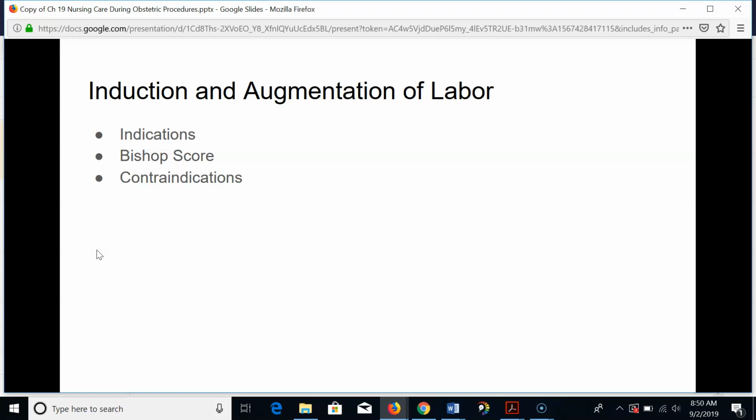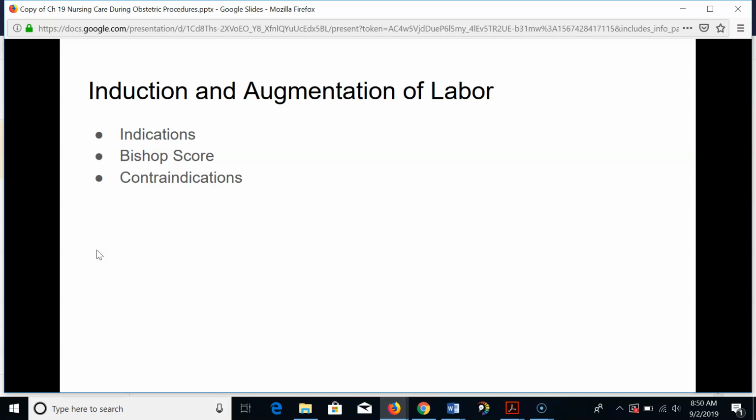The chart they use to determine is Table 19.1. The likelihood of a vaginal birth is high if the Bishop score is above 8. They're looking at dilatation, effacement, fetal station, cervical consistency, and cervical position.